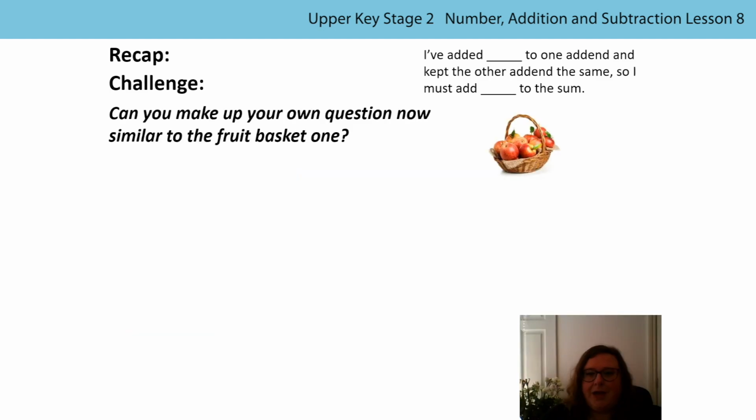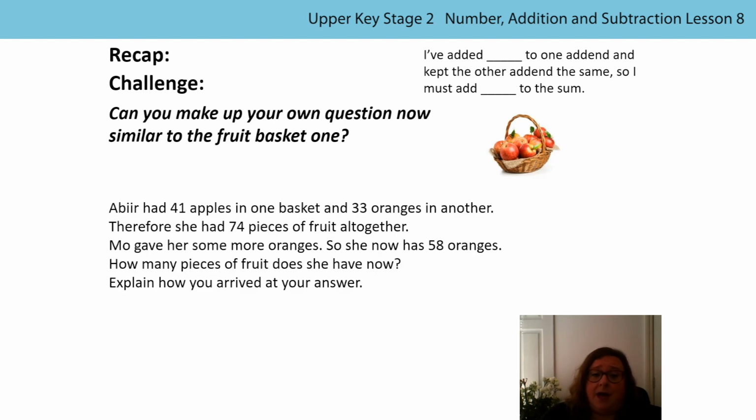Okay, for your second challenge, you were making up your own question. Everyone's going to have a question that looks slightly different, and we'd love to hear about the questions that you came up with yourselves. Here's mine. Bea had 41 apples in one basket, 33 oranges in another, therefore she had 74 pieces of fruit altogether. So that's my known fact. Then I've increased the number of oranges. Mo gave her some more, so now she has 58 oranges. How many pieces of fruit does she have now? Explain how you arrived at your answer.